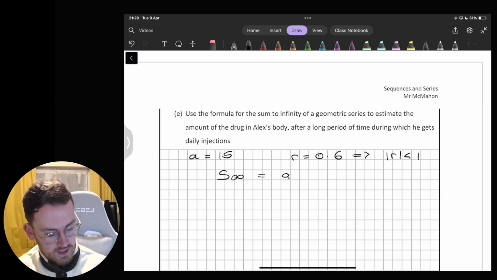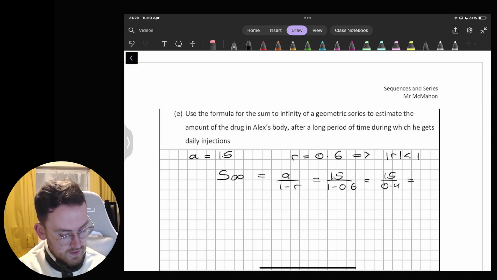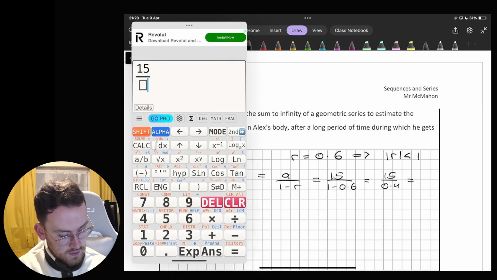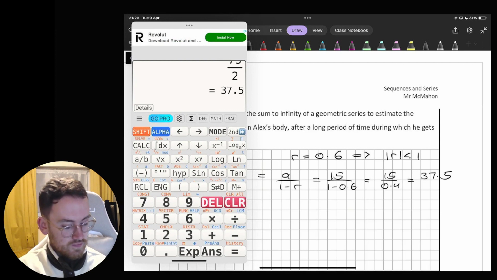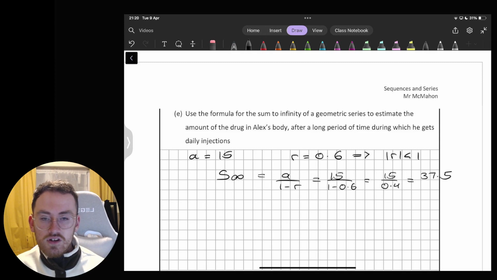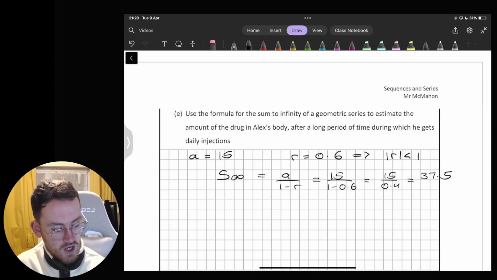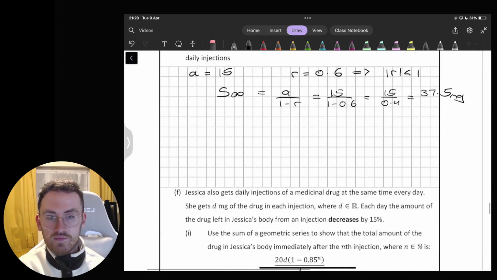So my sum to infinity is A over 1 minus R, which is 15 over 1 minus 0.6, so 15 over 0.4, and that's going to give me an answer of 37.5. Okay, so after a long period of time, there's going to be approximately 37.5 milligrams of the drug left in Alex's body.